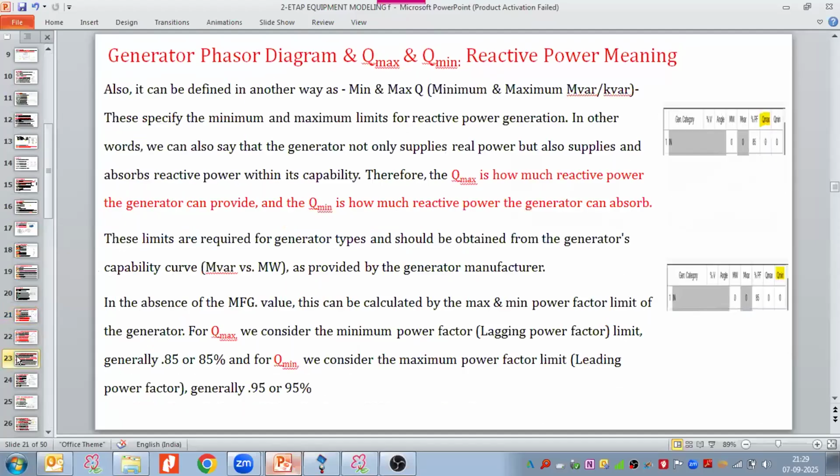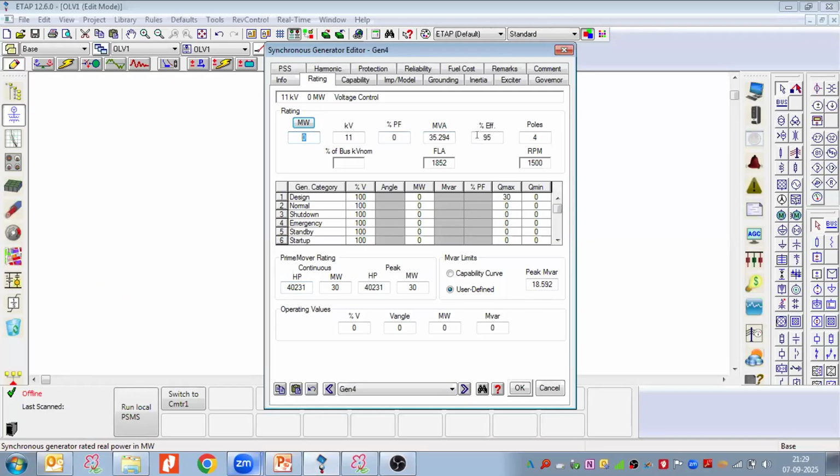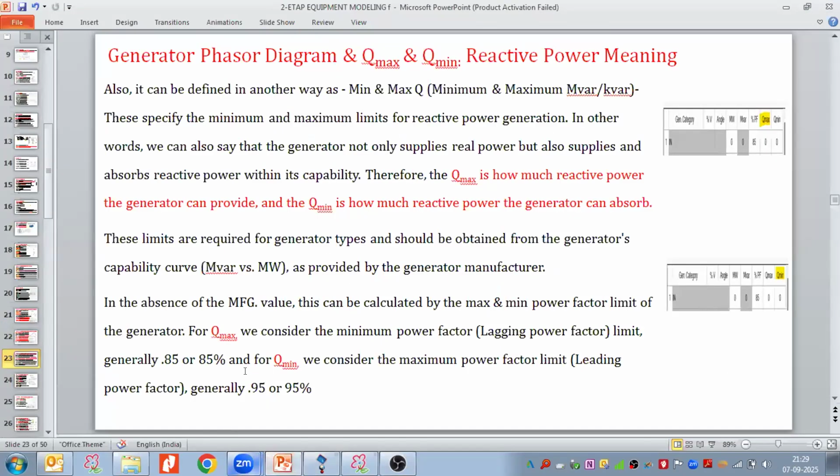For the Qmax value, we consider the minimum power factor or lagging power factor limit. Generally, the minimum power factor of the generator is in the range of 80 to 85% or 0.8 to 0.85. So in that case, we have to select the power factor of 80 or 85% and put it over here. And for Q minimum, we consider the maximum power factor limit or leading power factor limit. Generally, this 0.95 or 95% value we take for the maximum power factor, and corresponding to that, we get the minimum reactive power.